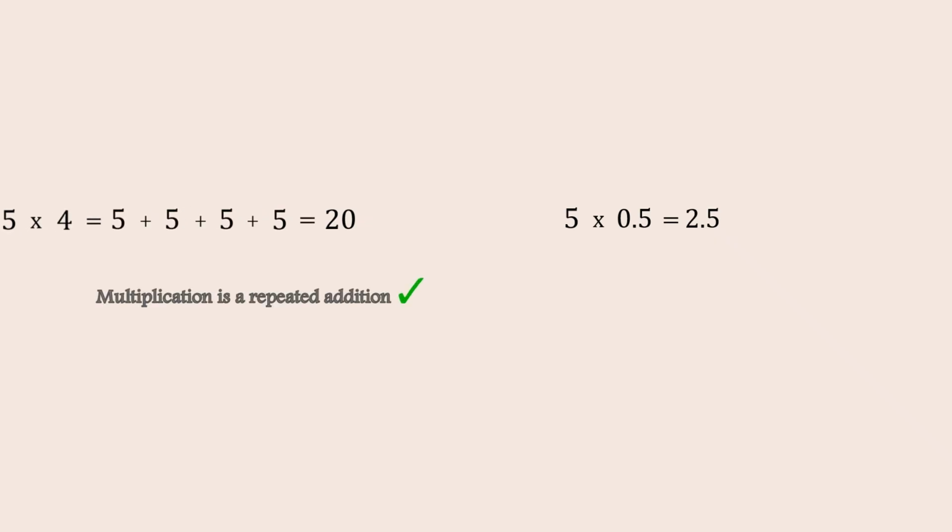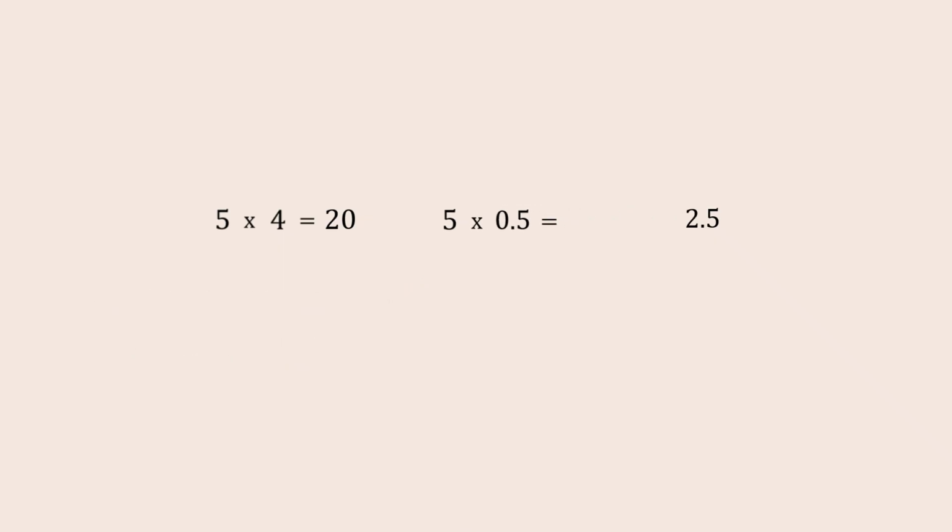Let us commence our discussion with two contrasting examples. 5 multiplied by 4 equals 20 and 5 multiplied by 0.5 equals 2.5. 5 multiplied by 4 can be easily visualized as repeatedly adding the number 5 4 times, which therefore increases the value of 5 to 20. However, 5 multiplied by 0.5 is equal to 2.5, and to get 2.5 from 5 we need to subtract, isn't it? Consequently, in this case, we see that the value of 5 decreased.